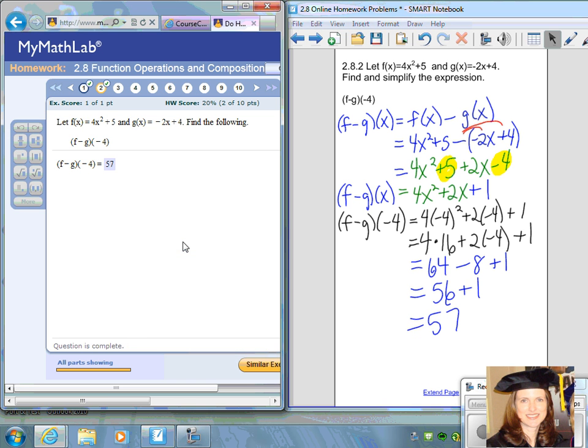Now you can go through and plug in -4 for the f function and -4 into the g function, and then subtract the results. You should also get 57. You can try that one on your own.